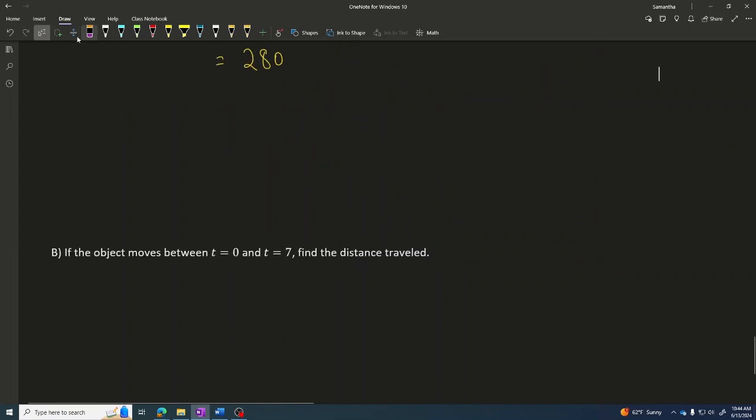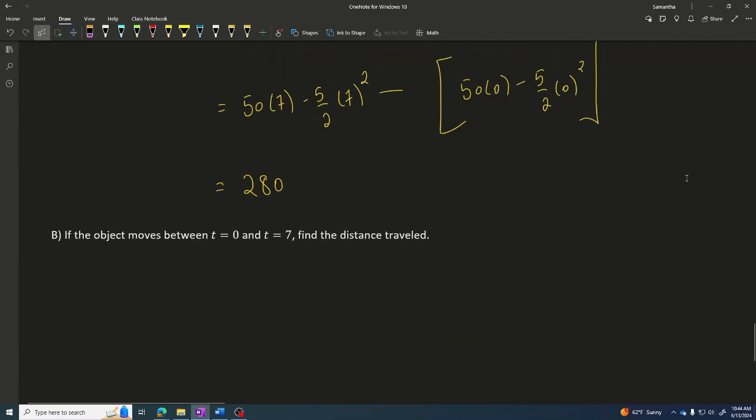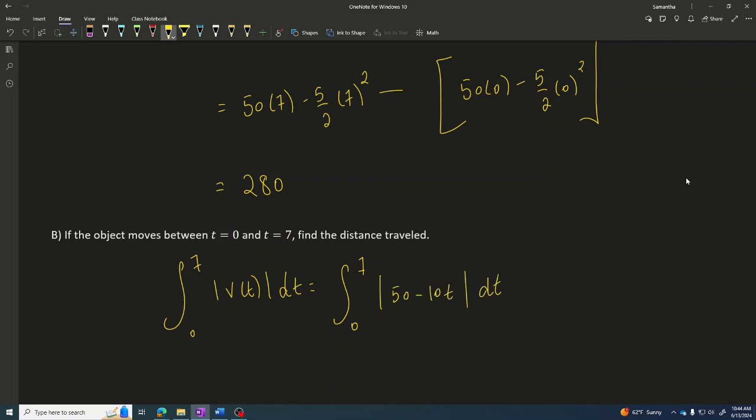Now someone says, same scenario, but this time I want the distance traveled. And if we want the distance traveled, we have now figured out that what we need to do is integrate the absolute value of the object's velocity. What we need to do is integrate the object's speed. So I need to integrate the absolute value of 50 minus 10t dt.